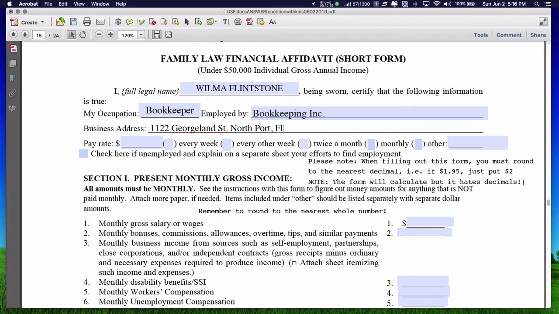Okay, just put it in there. Now this form goes by month. I know they've got these boxes here for every week, every other week, but the form is a monthly form. So what you're going to do is put your pay rate here in this box monthly.